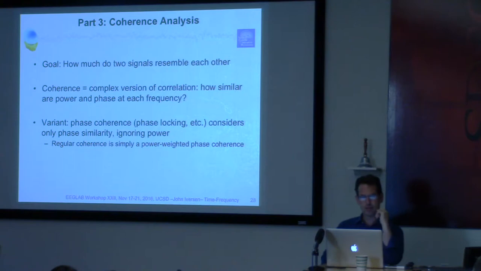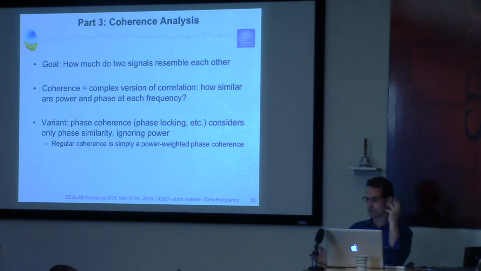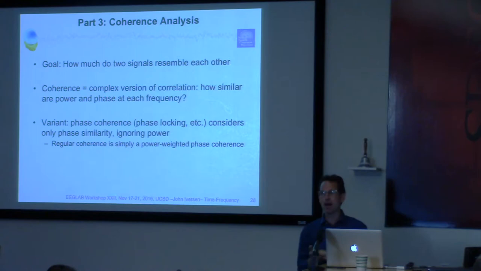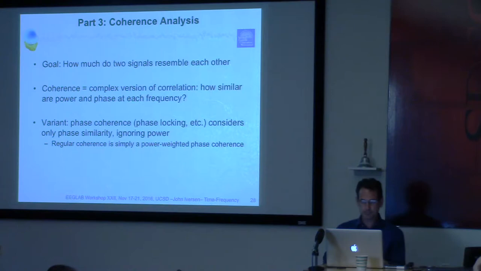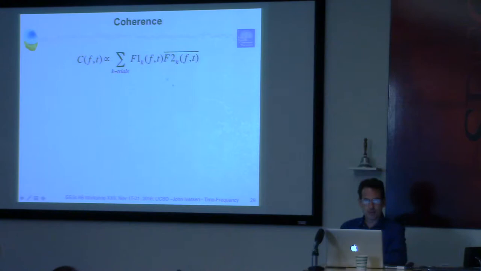Okay, and a variant which you've probably come across is phase coherence, so-called phase locking, which only looks at how similar the phases of the two signals are, ignoring the power. So you can really think of regular coherence as a power-weighted version of phase coherence, where you care about the power of the two signals. The basic formula for coherence is the spectrogram for any given frequency and time of signal 1 times the complex conjugate of the spectrogram of signal 2.